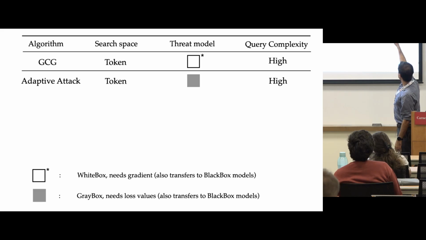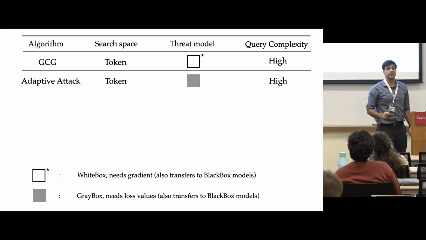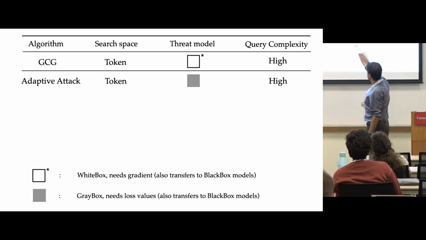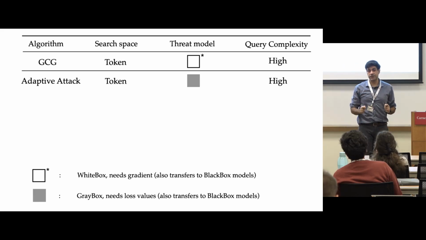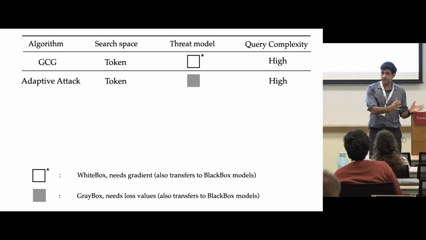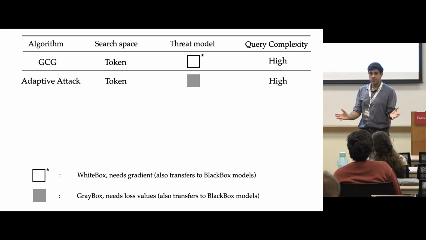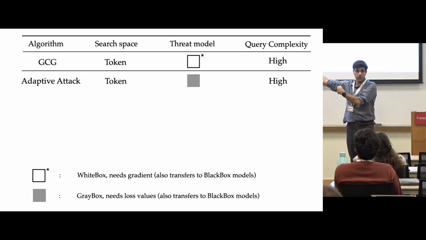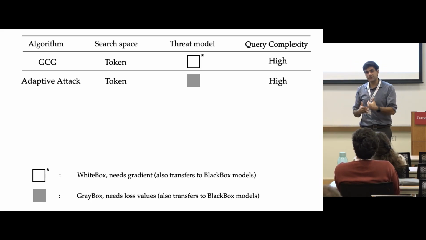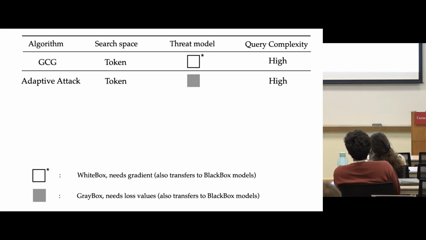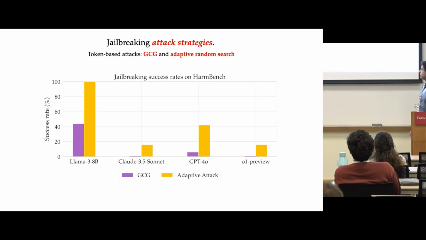Both of these algorithms require a very high query complexity, hundreds of thousands of queries to the model in order to do the random search. And both of these algorithms transfer to other models. If you cannot compute the losses or gradients of the model, you do it on, let's say, the Llama model, which is completely open source. You compute the jailbreak, and then you use it for a more complicated closed box model. That typically transfers, but also reduces the quality of the attack. Okay, so 2 algorithms. Let's now see how they perform.